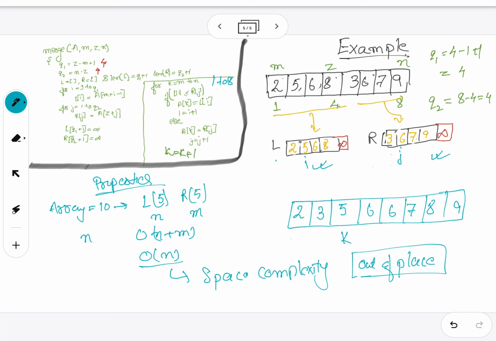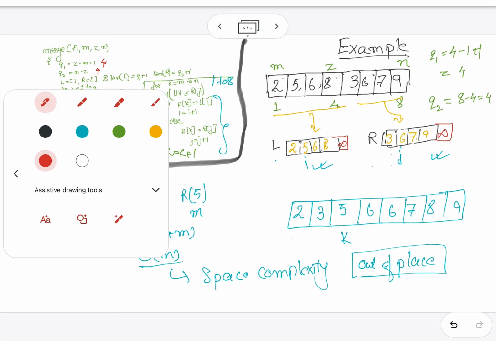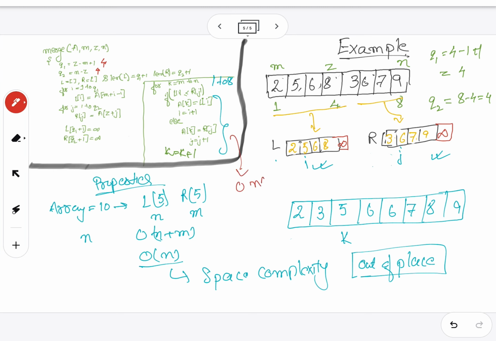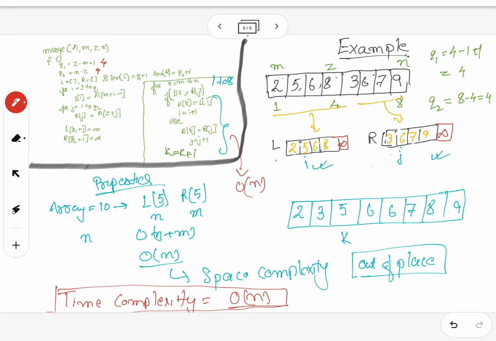Also, if you look carefully, the for loop will run for 8 times, so the time complexity of this is actually order of n. The for loop runs for 8 times, and 8 is the actual number of elements, so it is order of n. So the merge procedure will take a time complexity of order of n and extra space, so it is out of place. And mind it, we are talking only about the merge part. We are not talking about merge sort right now. Merge is one call of the entire merge procedure.